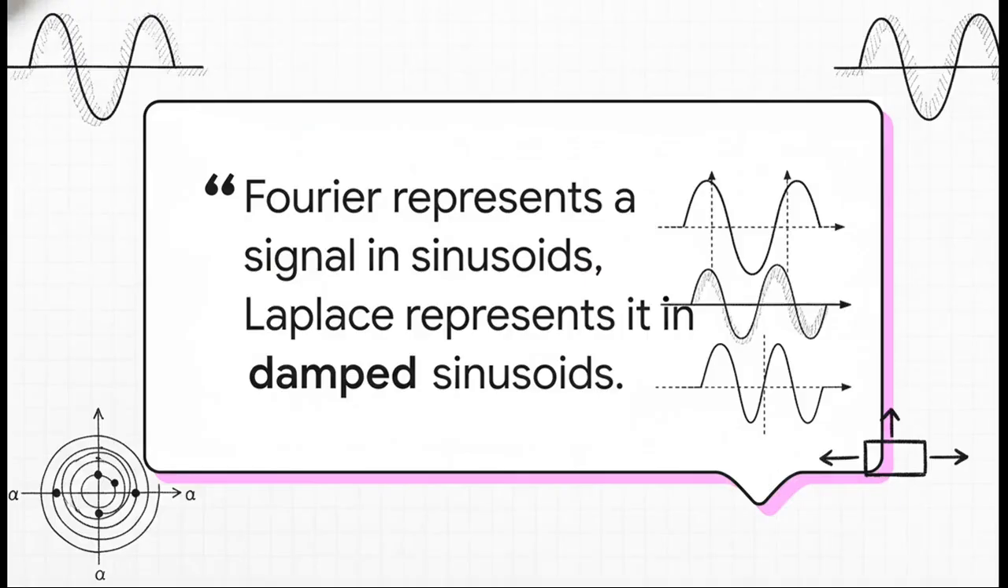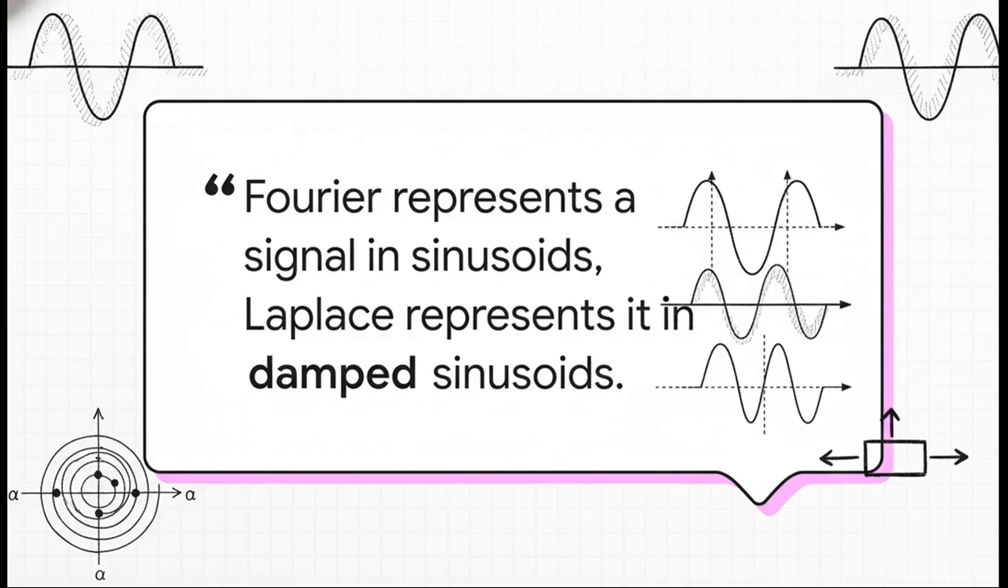So you're probably wondering, what is this mysterious S in the S domain anyway? Well, this quote here gets right to the heart of it. You might have heard of the Fourier transform, which breaks signals down into simple sine waves. Laplace is kind of like its more powerful cousin. See, S is what we call a complex frequency. It's made of two parts. S equals alpha plus j omega.